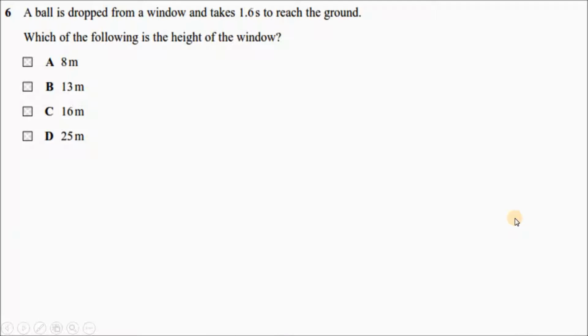Question number 6. A ball is dropped from a window and takes 1.6 seconds to reach the ground. Which of the following is the height of the window? A straightforward question. The ball is dropped and falling freely.